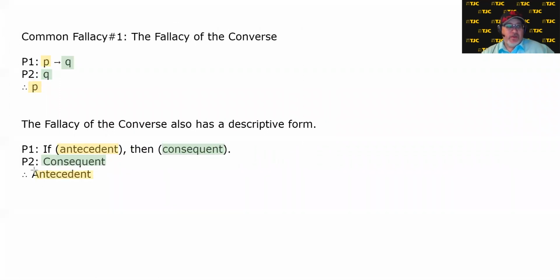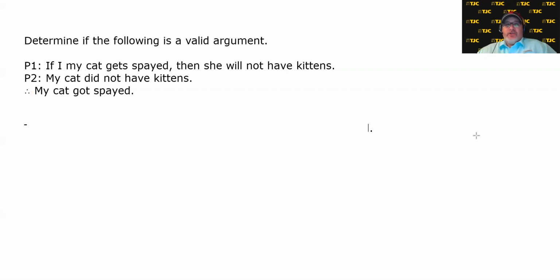So, if you have an argument of this form, a premise that is a conditional, another premise that matches the consequent, and a conclusion that matches the antecedent, this is a bad, invalid argument. It's called the fallacy of the converse, and the conclusion is invalid. So let's take a look at what this might look like in your homework.